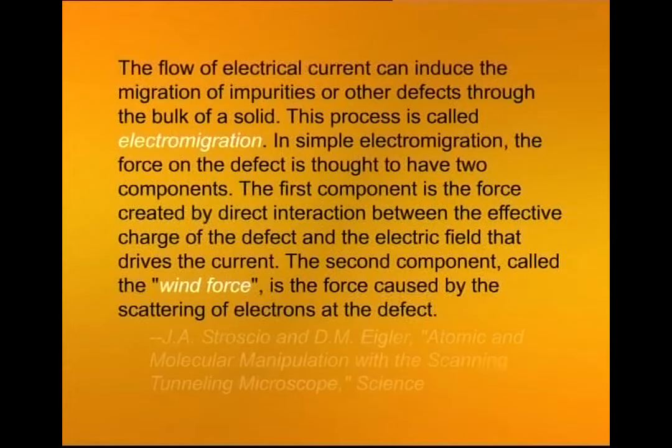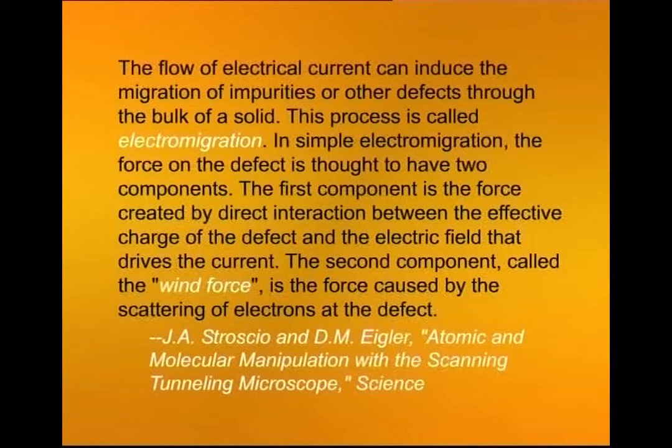The flow of electrical current can induce the migration of impurities or other defects through the bulk of a solid. This process is called electromigration. In simple electromigration, the force on the defect is thought to have two components. The first component is the force created by direct interaction between the effective charge of the defect and the electric field that drives the current. The second component, called the wind force, is the force caused by the scattering of electrons at the defect.